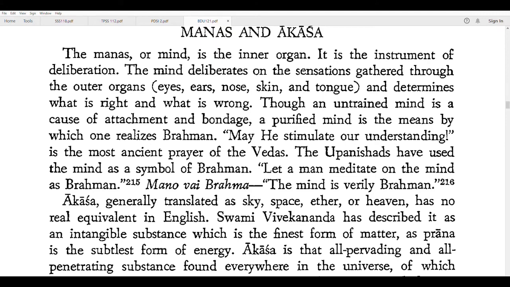The Upanishads have used the mind as a symbol of Brahma. Let a man meditate on the mind as Brahma, Mano Vai Brahma. The mind is verily Brahma.